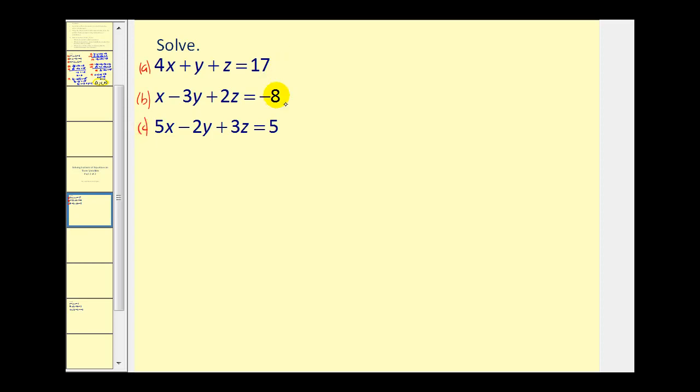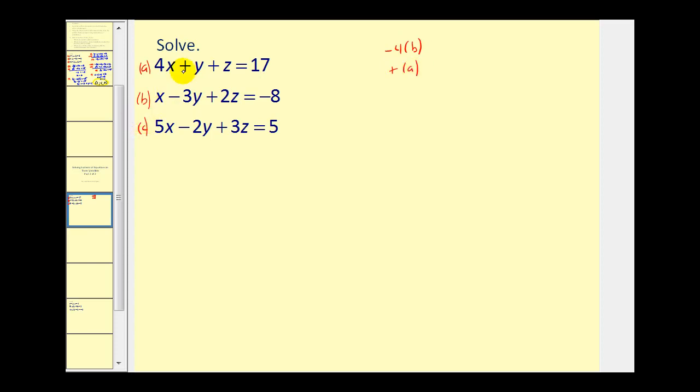We need to choose 2 equations and eliminate one of the variables. And it doesn't matter which variable we eliminate first, but let's go ahead and eliminate the x variable from the first 2 equations. So if this is a positive 4x, we want this to be a negative 4x. So we're going to multiply equation B by negative 4 and then add it to equation A. So we have negative 4 times B and then add it to equation A.